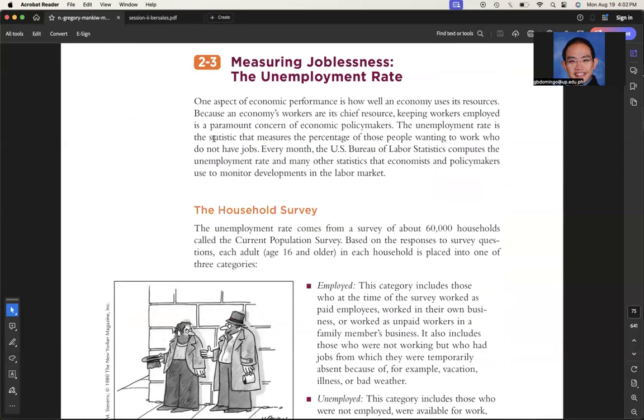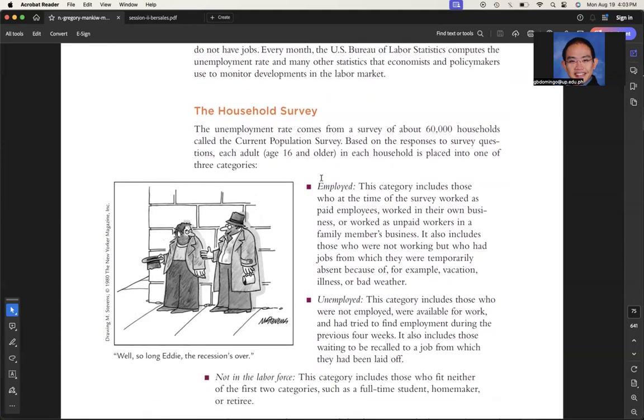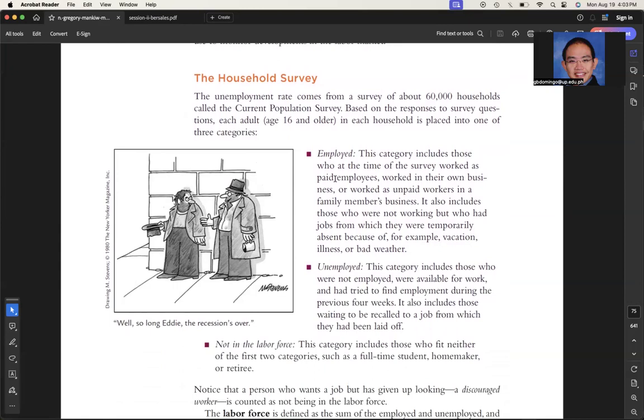All right, now we are in the final part of this chapter, measuring joblessness or the unemployment rate. So similarly to the United States, the BLS, they measure the unemployment rate using a household survey. We have the labor force survey. And from here, we get the following ancillary statistics. First, the number of employed, the number of unemployed, and those not in the labor force.